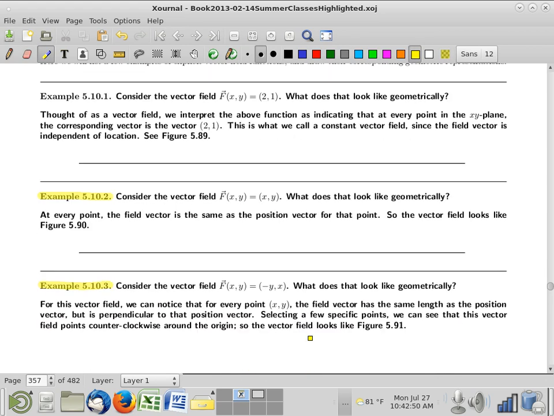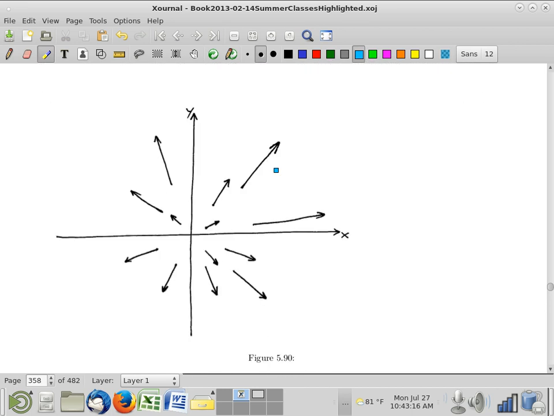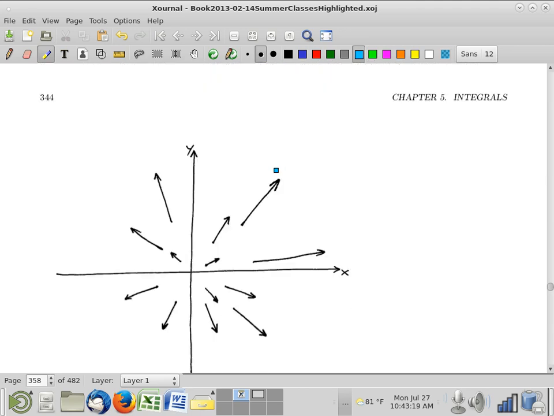Here's one. F of x, y equals x, y. Now this is a kind of a weird vector field in that given an input point, the vector that I associate to that point is in fact exactly the position vector for the original input point. So that has a picture that looks kind of like this. So for a given input point, let's say that one, to that point, I associate the vector with the same coordinates.